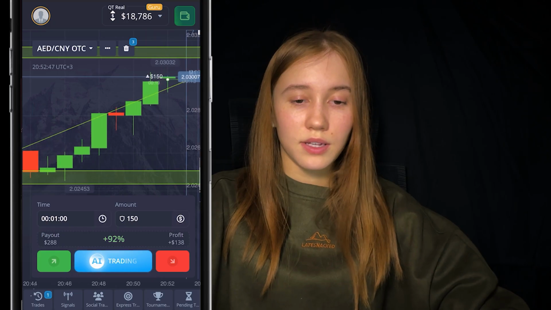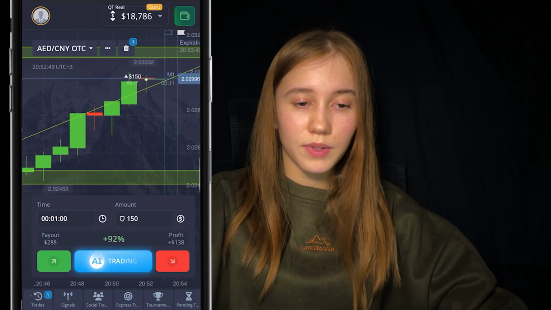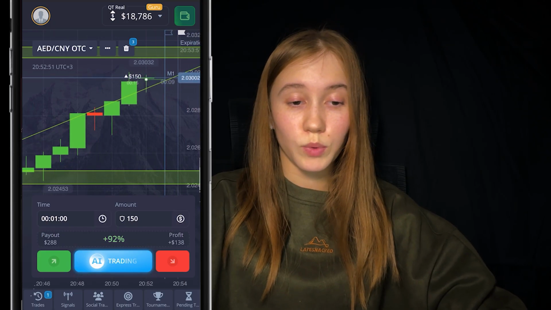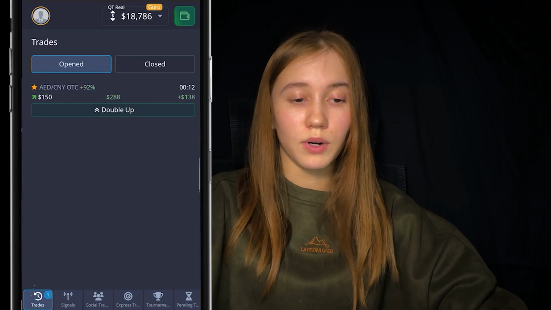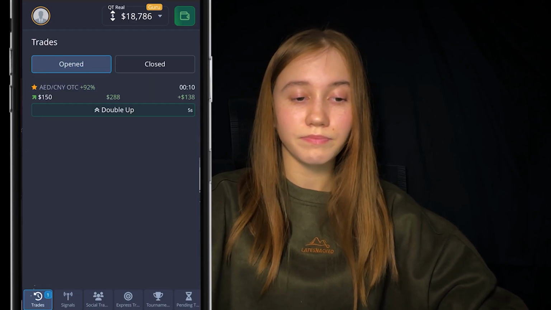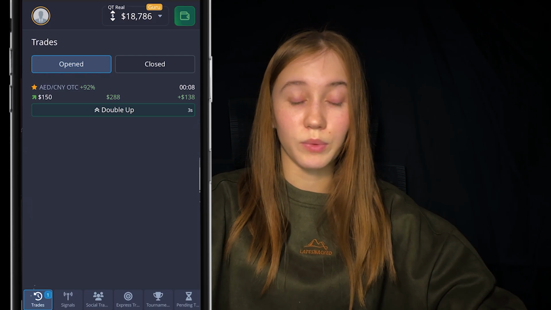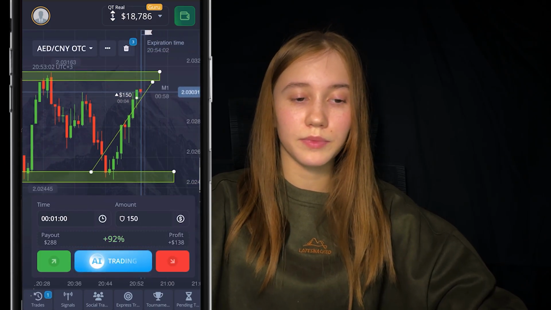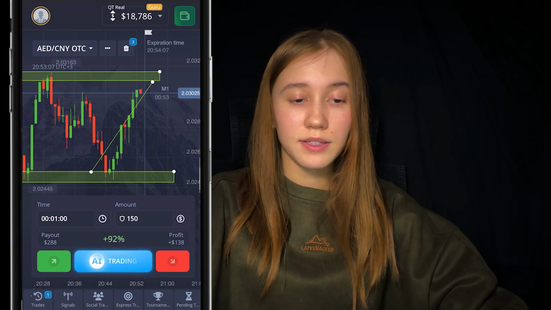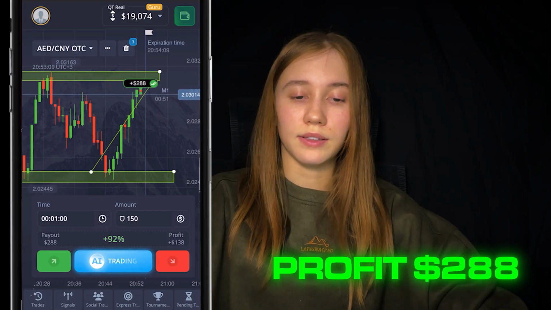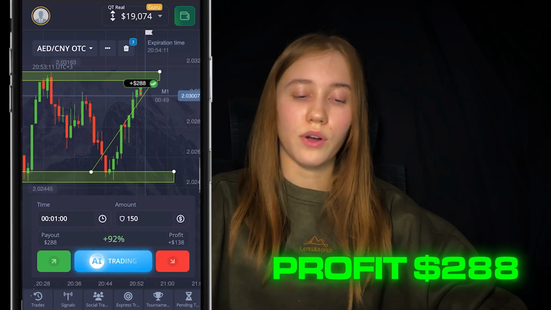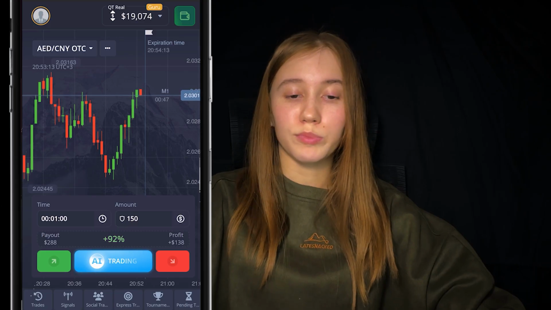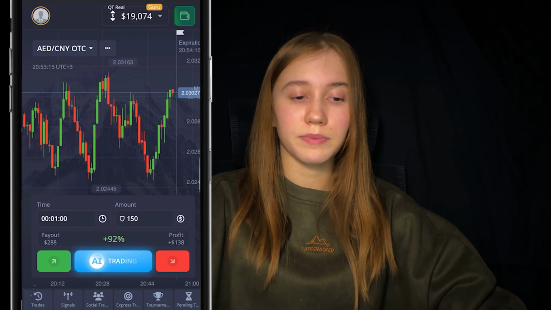So I'll zoom it to be more convenient. We see good volume of the candles. We see these trades here in this corner, and 3 seconds left until the end. And what I was talking about, the candles are all green. So plus deal, we see our profit is $288 at the moment.